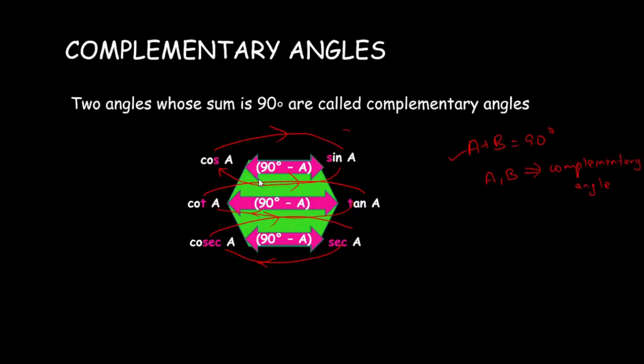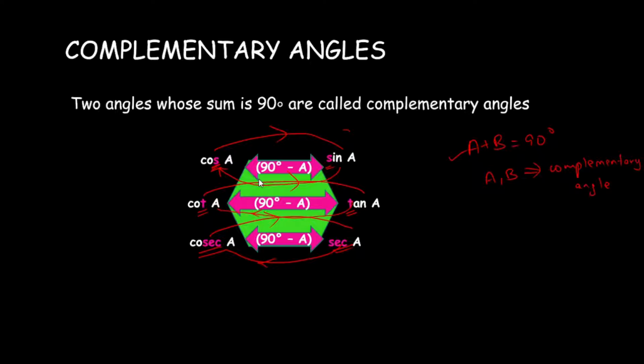Cos and sine always come as a pair, cot and tan always come as a pair, and cosecant and secant always come as a pair. Note that cos ends with the letter S and sine starts with the letter S. Cot ends with the letter T and tan starts with the letter T, and cosecant ends with secant and secant starts with secant. It is easy to remember, right? If you remember the ending letter and the starting letter, you can remember the identity easily.